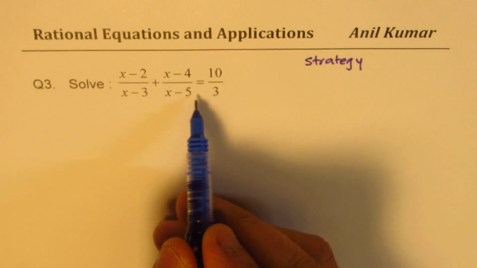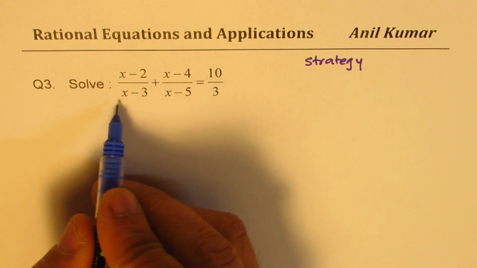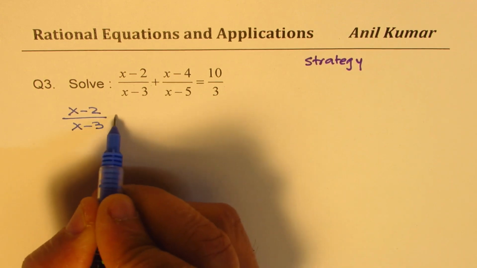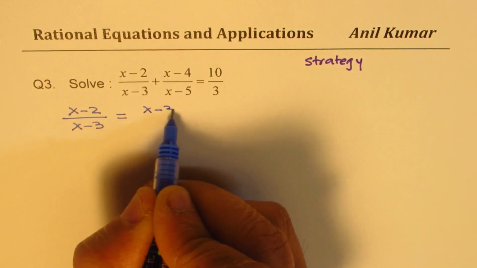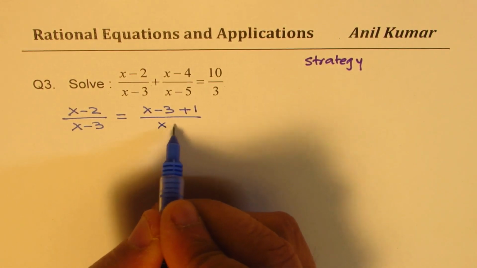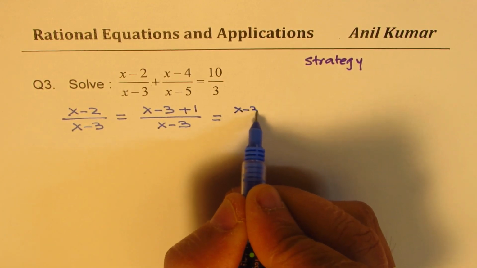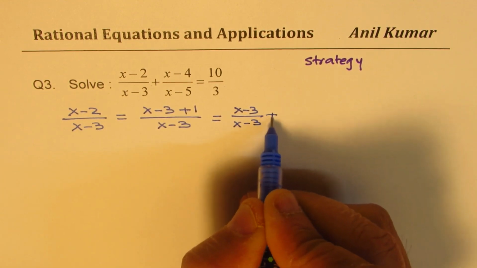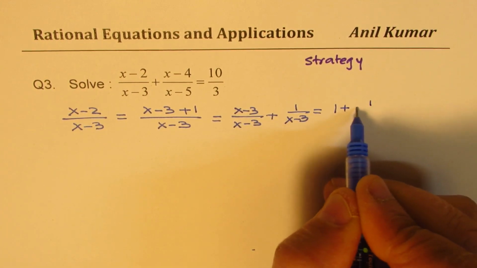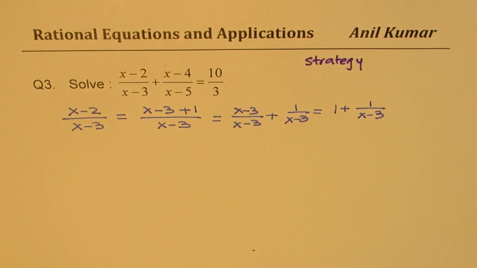So we have this similar equation as we had been working with in questions number 1 and 2. So what we could do here is, we have x minus 2 over x minus 3, right? I could write this as x minus 3 plus 1. That gives me x minus 2. Do you see that? Which is, again, I could write this as x minus 3 over x minus 3 plus 1 over x minus 3. Do you see that? So I have 1 plus 1 over x minus 3 for the first term. You get an idea, right?